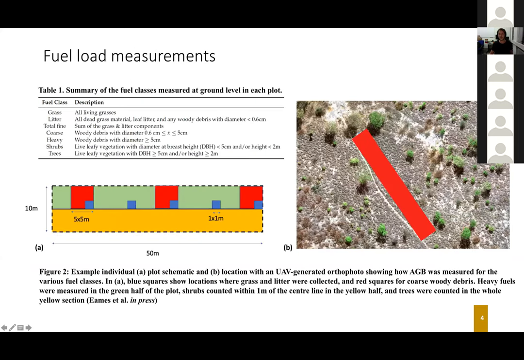Besides emissions, we also measure the fuel. We collect and weigh different classes of fuel. Here you see a transect. Before the area burns, we tend to collect the grasses, the litter, and the coarse woody debris, and we log the state of the trees and how many trees are there. Then we do that again after the fire to see what the severity of the fire was and how much of the fine fuel was burned, et cetera. We also take carbon content, nitrogen content, and isotopic values.